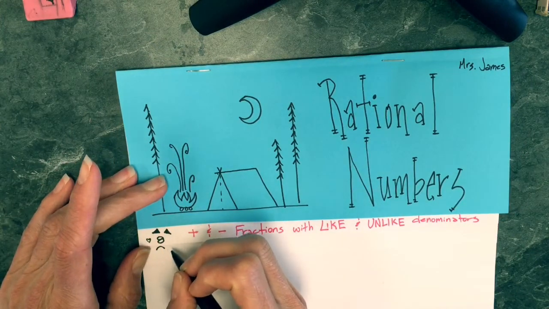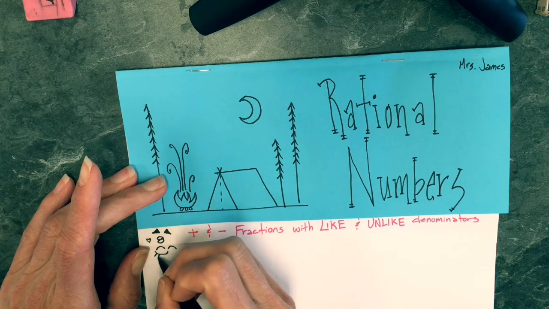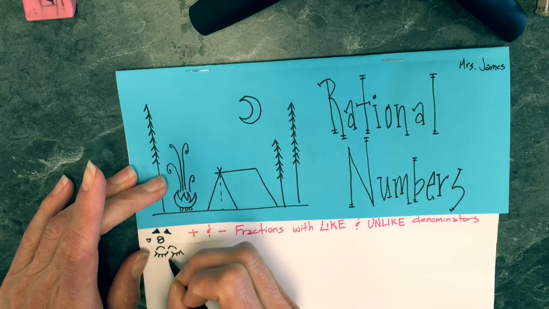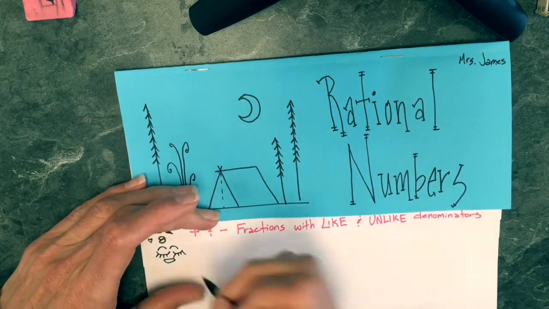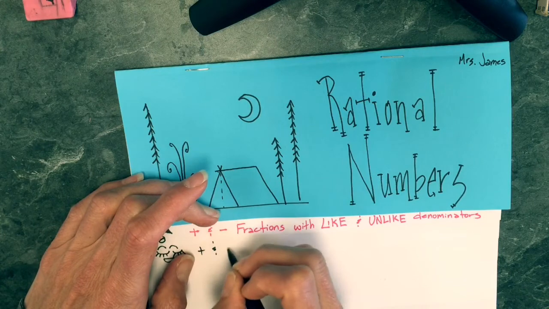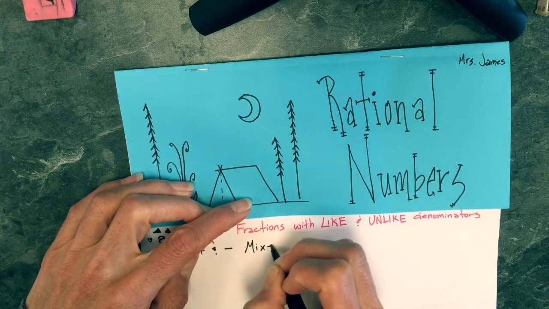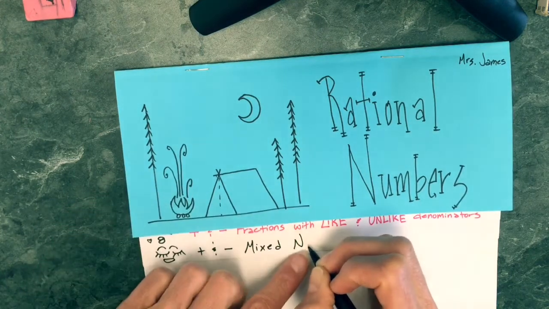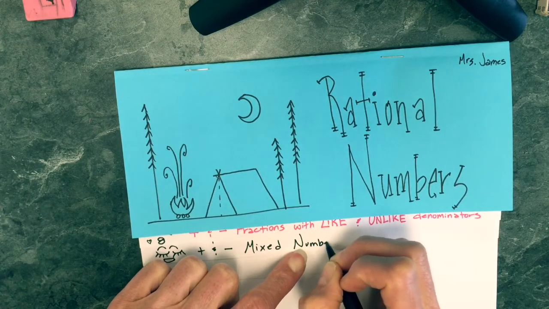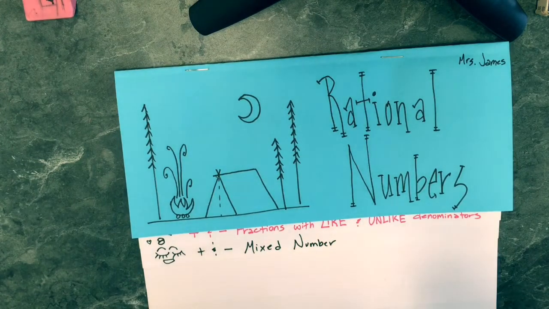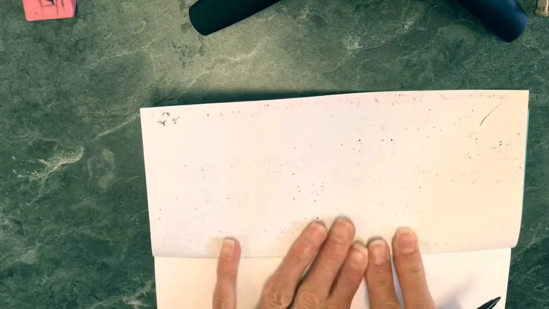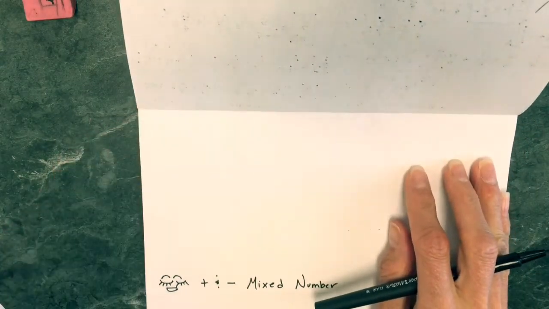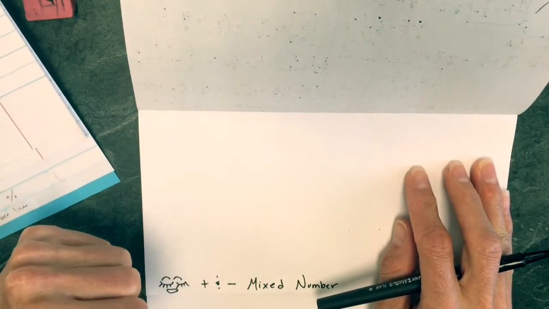While you're doing that, I'm just going to make a little face here. So we are adding and subtracting mixed numbers today. So not a whole number, but a whole number with a fraction on it, a mixed number. So fold that back. We're going to do an example of what I mean.